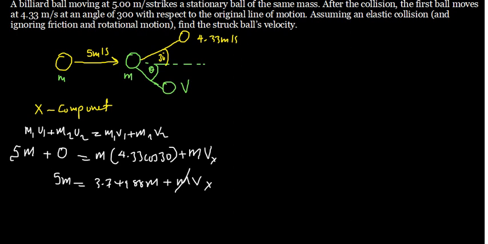So the m is common throughout, it gets to cancel. I'm going to take this term to the other side to subtract, so we are going to remain with vx. So vx therefore is going to be 5 minus 3.7, and that is going to give us 1.25011. This is in meters per second. And then we go in the y.